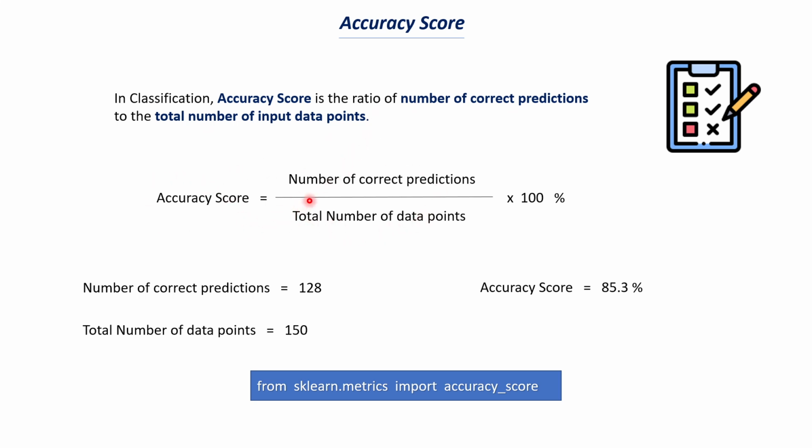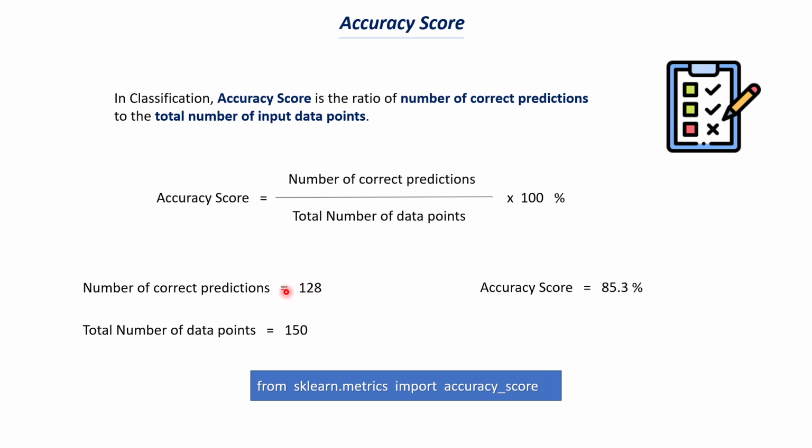The value that you get when you divide the number of correct predictions by the total number of data points will range between 0 and 1. If you want this as a percentage, you can simply multiply it by 100. So 90 percent basically tells you that if you use your model to predict for 100 data points, your model will give you correct predictions for 90 data points. So this is what accuracy score means.